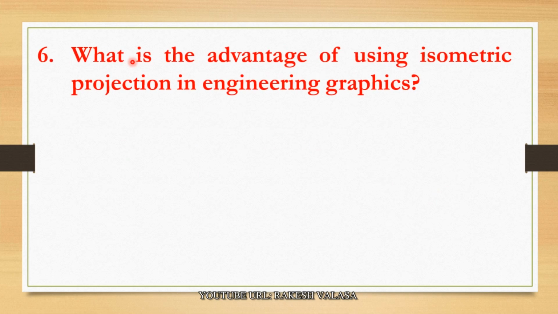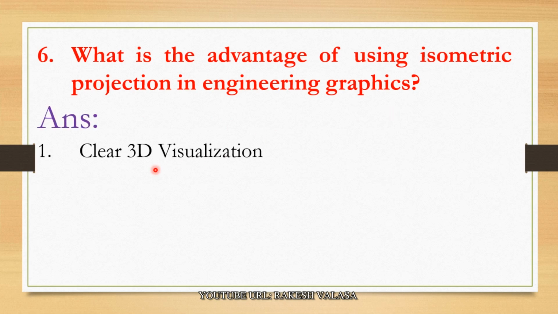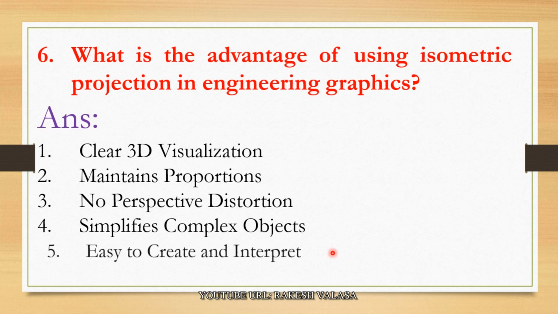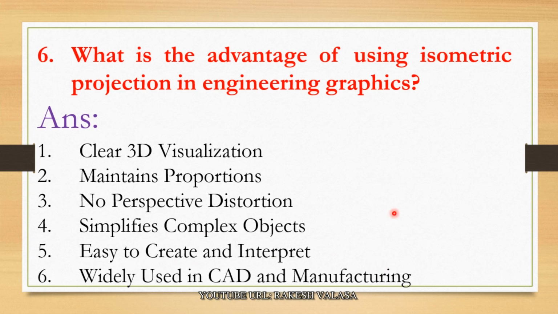Question number 6. What is the advantage of using isometric projection in engineering graphics? The answer is clear 3D visualization, maintains proportions, no perspective distortions, simplifies complex objects, easy to create and interpret, widely used in CAD and manufacturing. These are a few advantages of using isometric projection in engineering graphics.